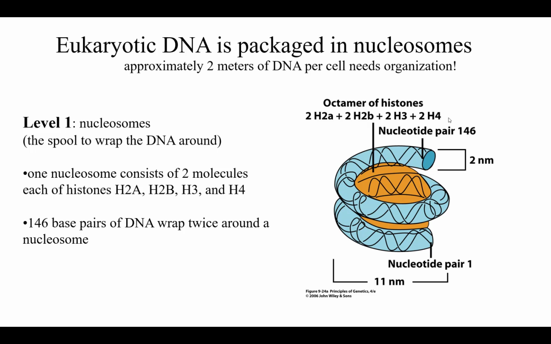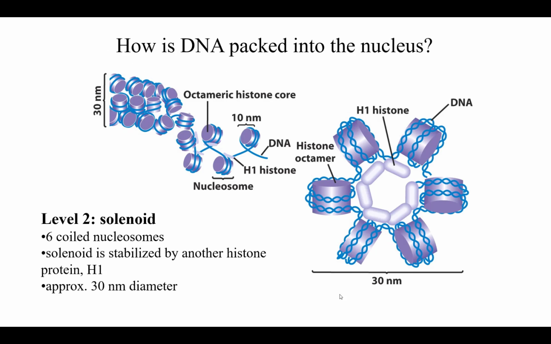And that DNA actually wraps around a nucleosome 2 times. So you can see it goes around 1 time, it goes around a second time. The length of DNA that wraps around one nucleosome is around 146 bases. And this creates a structure that is 11 nanometers wide. At the next level of organization, each one of those nucleosomes is arranged in what's called a solenoid. So now a nucleosome are these little purple spools, and the DNA is wrapped around each one of those 2 times. And the solenoid is actually stabilized by this additional histone protein called H1.